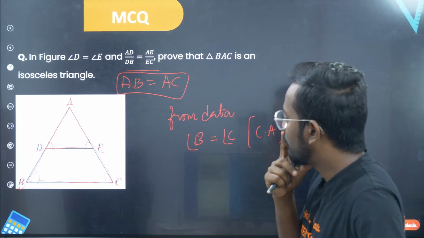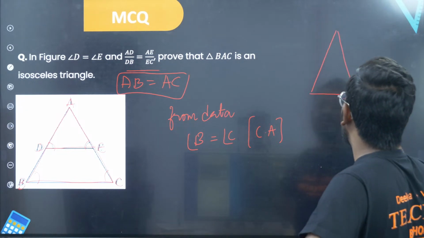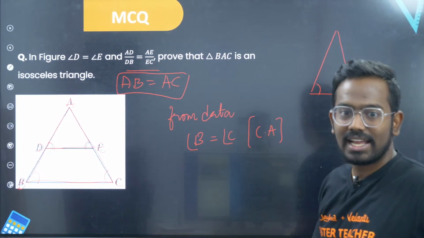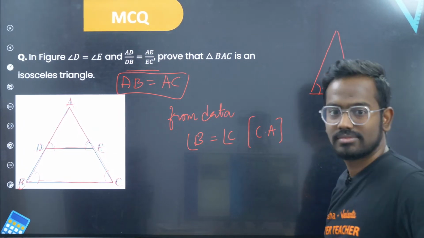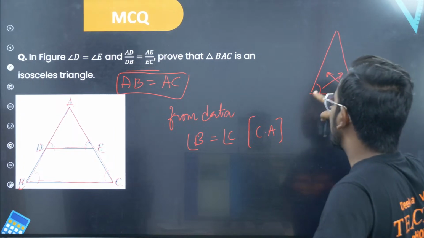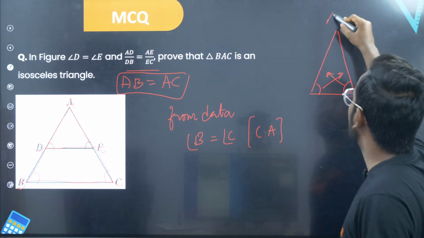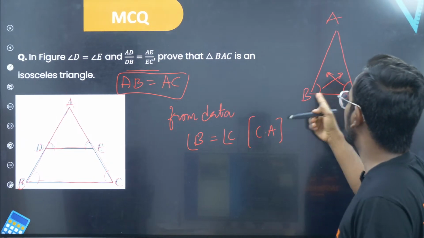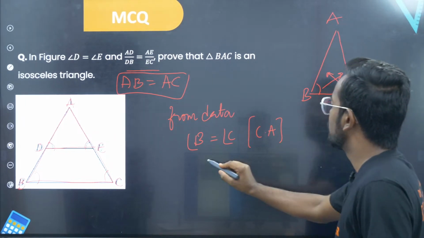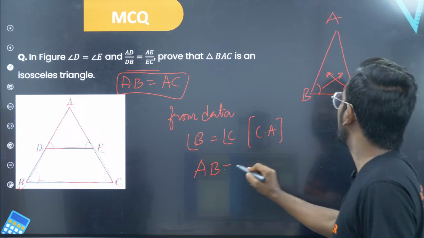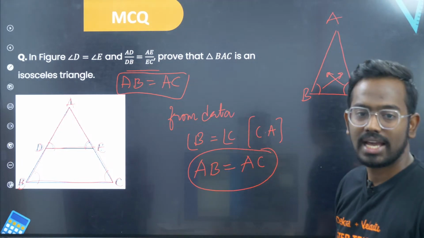So now you have two angles that are the same. You have learned this in your previous classes: whenever two angles of a triangle are the same, their opposite sides are equal. This is a simple thing. If this is A, B, C over here, since they have mentioned B is equal to C, the side opposite to C is AB. So from here, AB is equal to AC. So clearly we've got this to be an isosceles triangle.